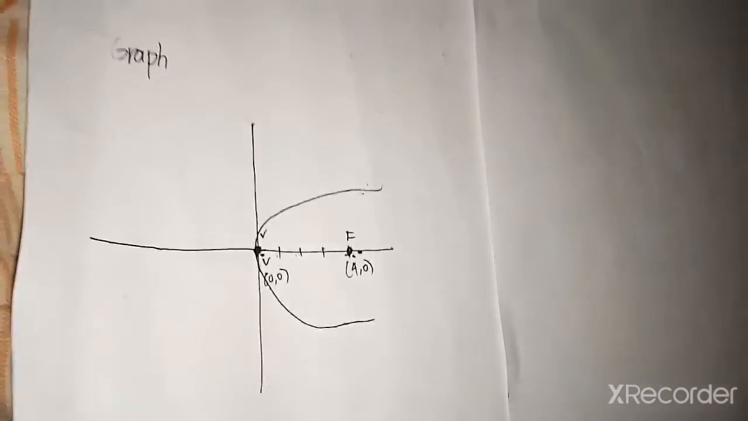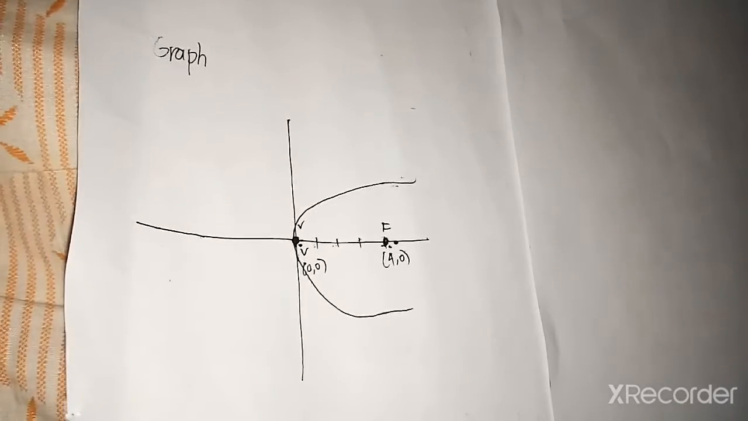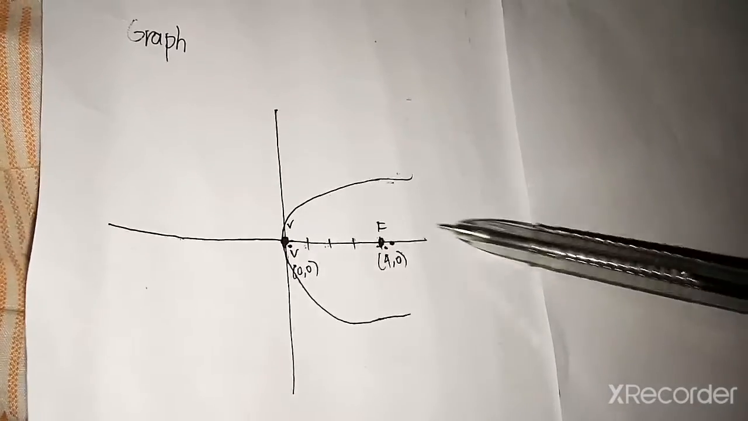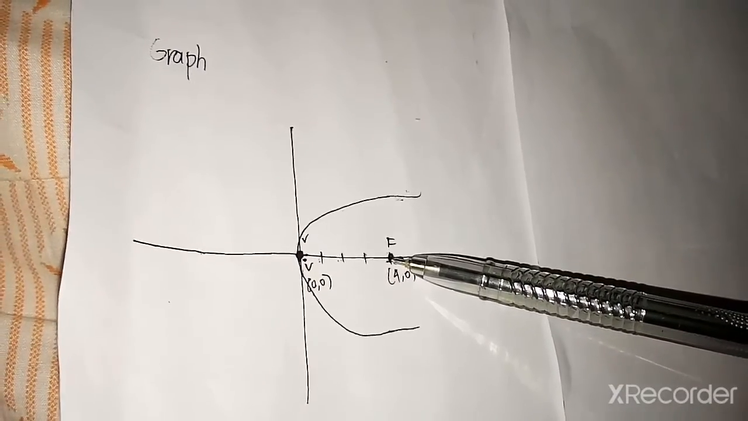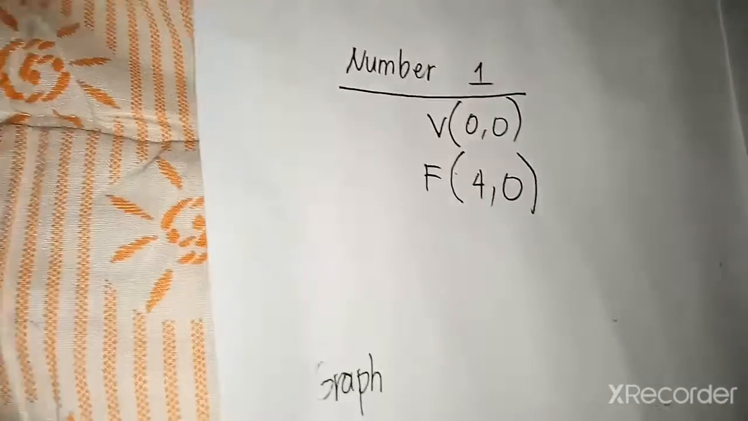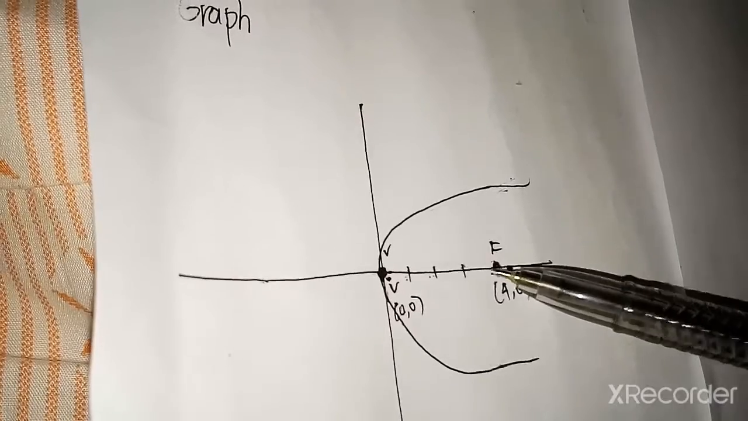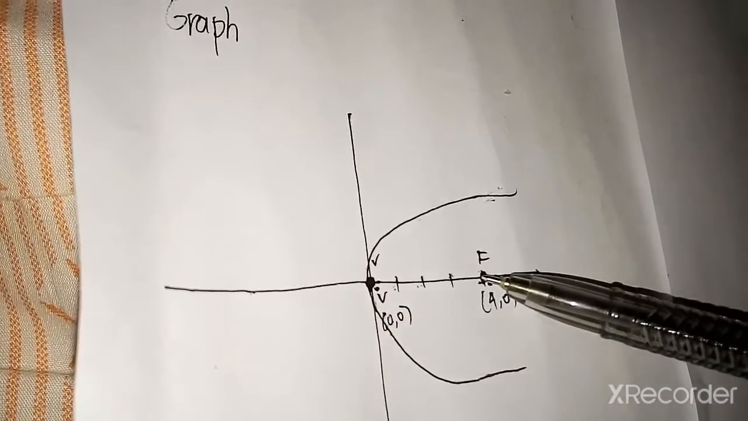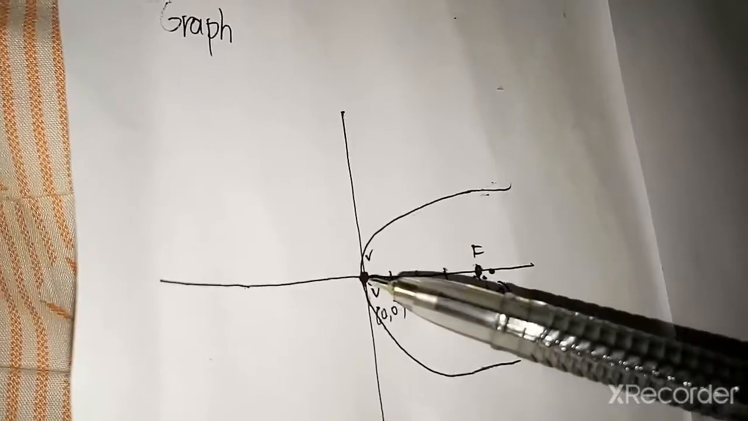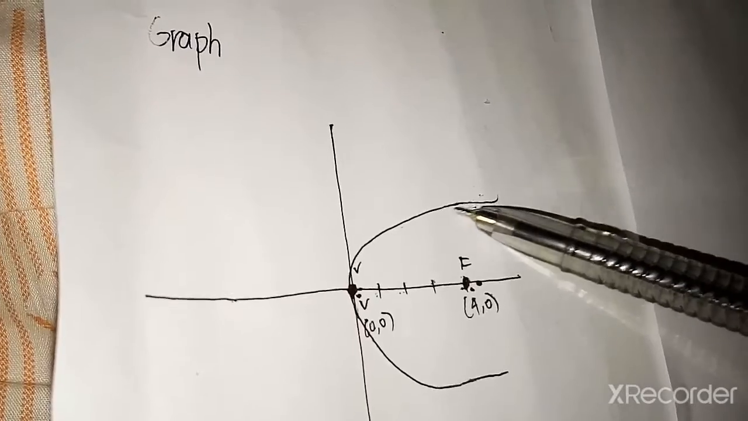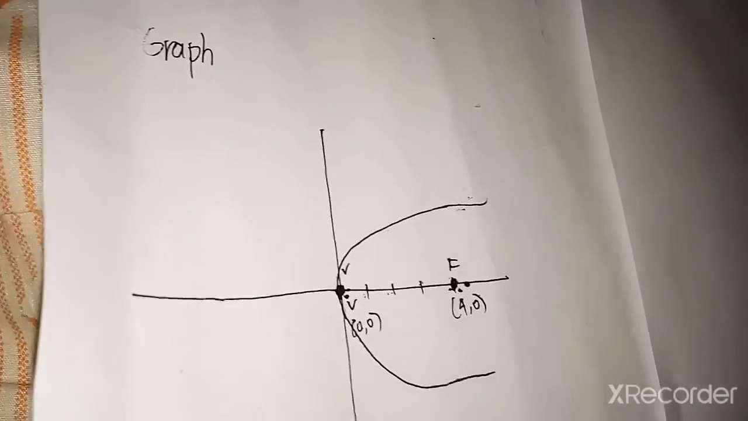Now, when we are going to graph, always remember that the focus is always inside from the vertex. The vertex is (0, 0), which is the origin, and the focus is (4, 0). So 1, 2, 3, 4, 0. Since the focus is inside the vertex, the parabola will be like this.